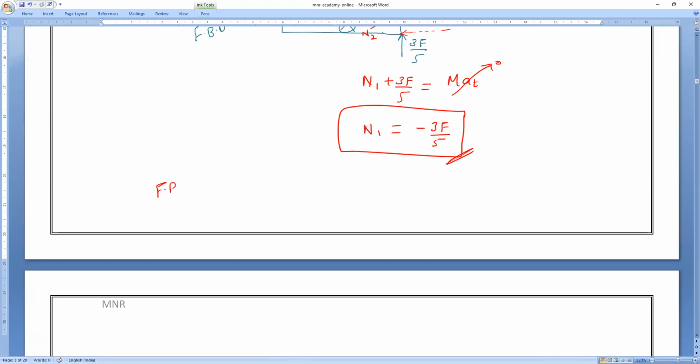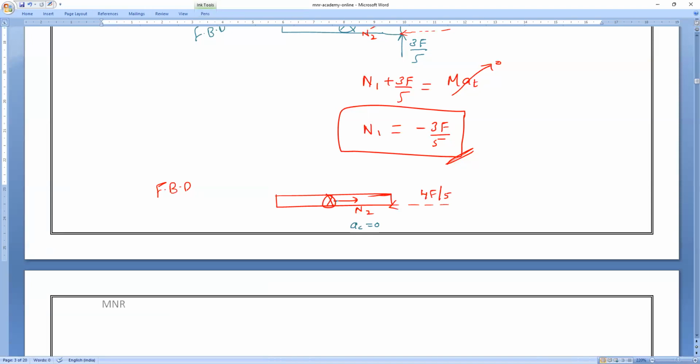Again, you can draw the FBD. We all know that from the center there is a normal reaction N2, and there is a force which is applied. What is that, everybody? 4F by 5. So now you can all notice it. As we all know, centripetal acceleration equals what, everybody? Zero.